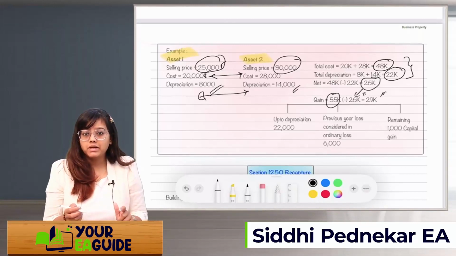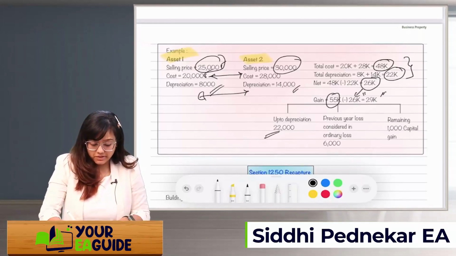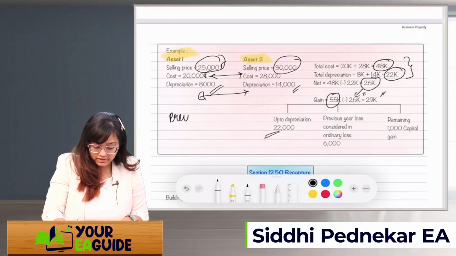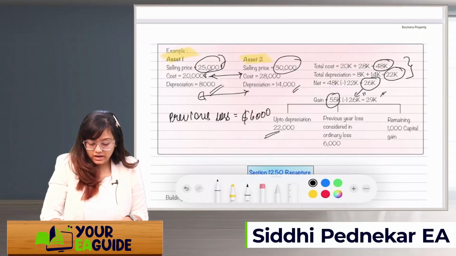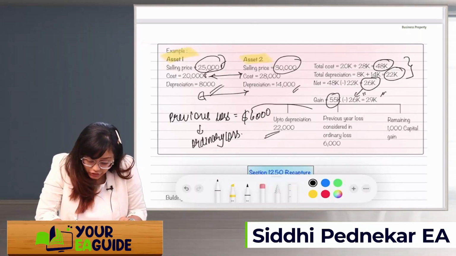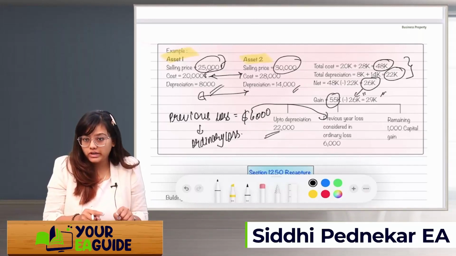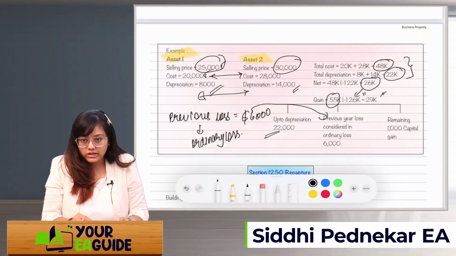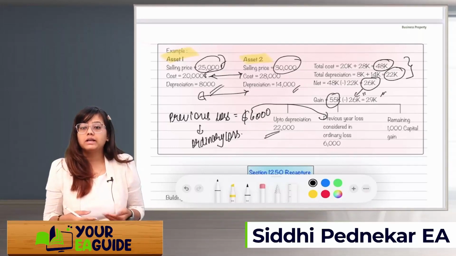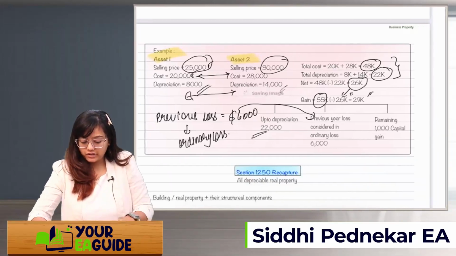So in this case, we have claimed depreciation of how much? 8,000 plus 14,000, that is 22,000. And for example, it's not mentioned here, but if previously we had recognized a loss of say 6,000 and considered it as an ordinary loss, I'll include it in this calculation. Out of 29k, 22 will be my ordinary gain, and again 6,000 will be my ordinary gain because it was previously recorded as an ordinary loss, and whatever is remaining will be my capital gain, meaning it is my 1231 gain.